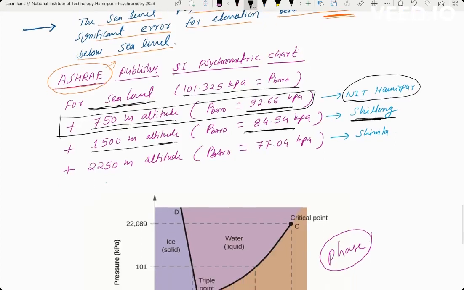Another psychrometric chart available in ASHRAE is for 2250 meters altitude. The barometric pressure is around 77.04 kilopascal. We can consider this location to be near Shimla. So from this chart we can evaluate the properties of moist air at Shimla.